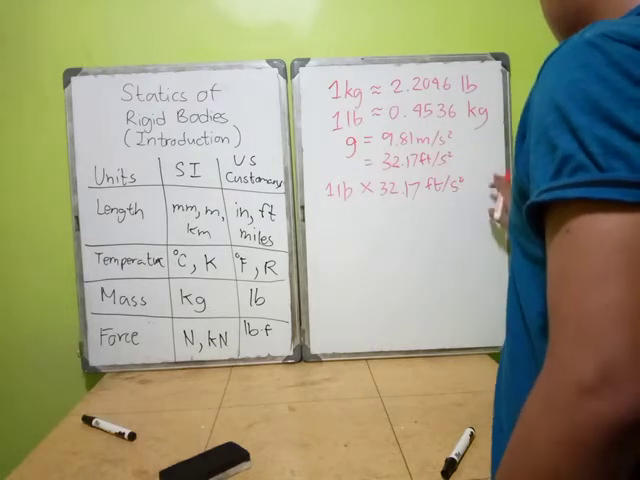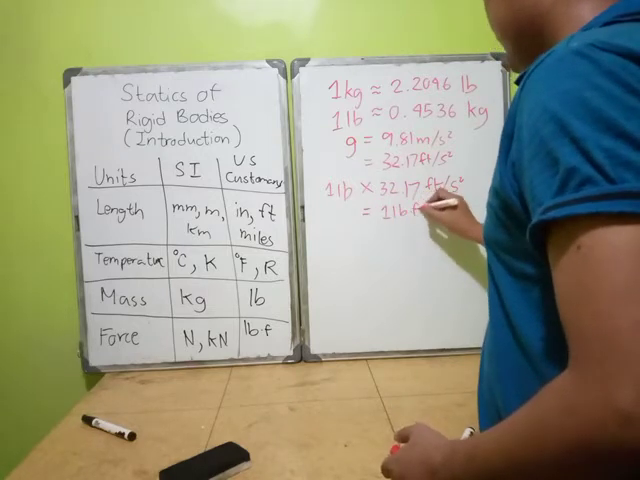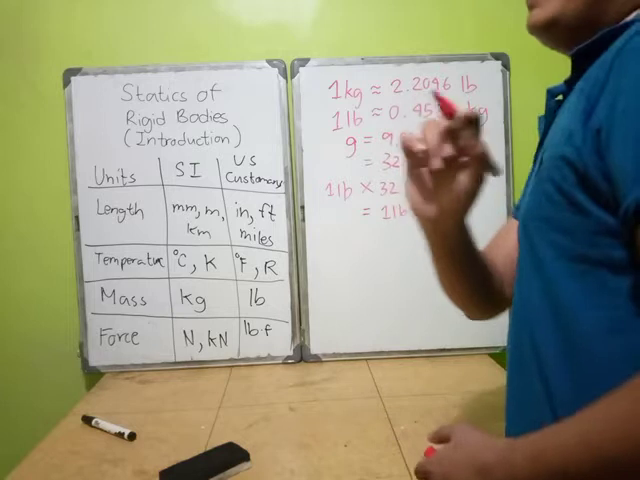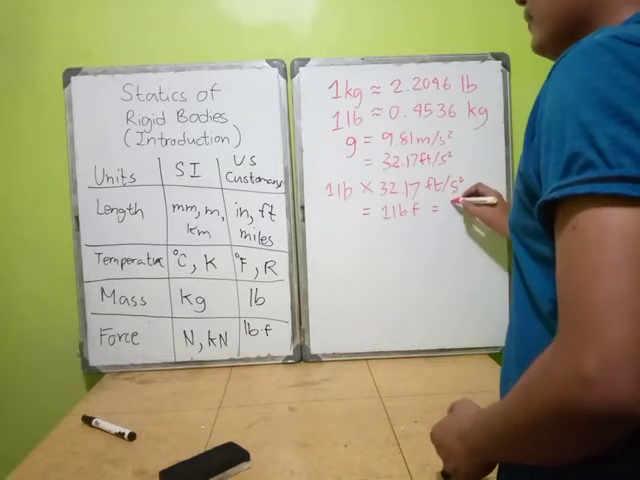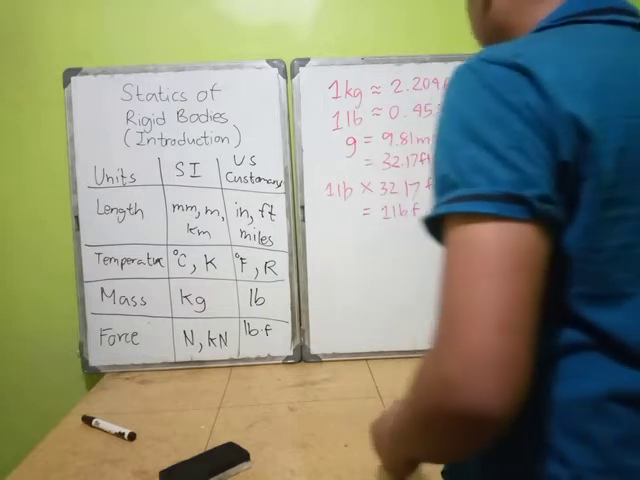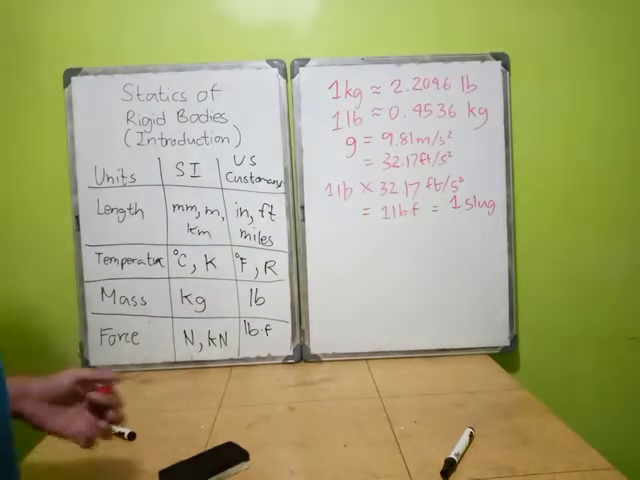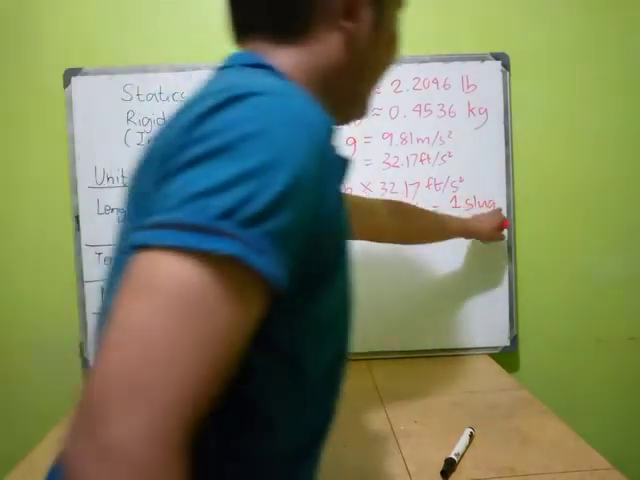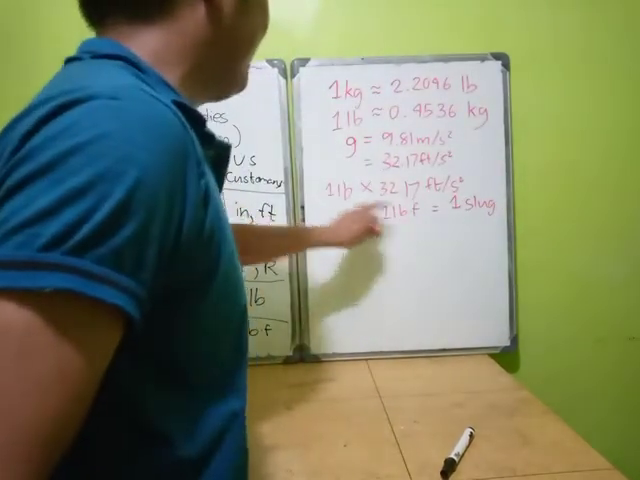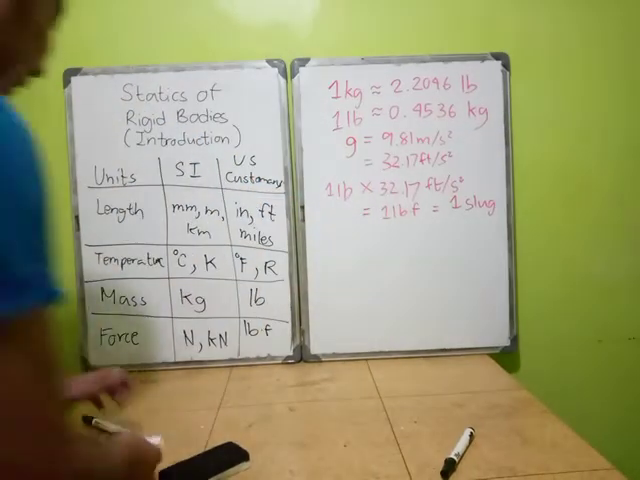Okay? So magiging 1 libra force siya. Usually may ibang ano ito. Tinatawag din siyang slugs. 1 slug. Pero hindi to common. Usually, ito yung ginagamit or ito lang. Just simply like this. Then, meron pang isa. Kips.